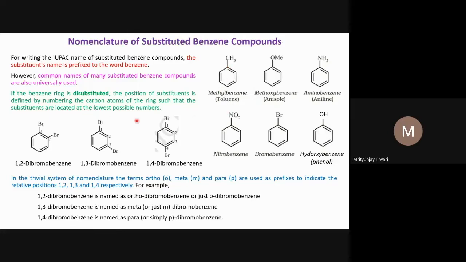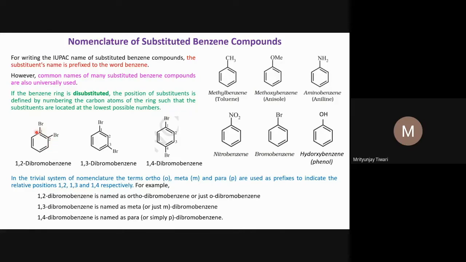Now let's look at another rule. If the benzene ring is disubstituted, these are all the monosubstituted benzene rings. Now if the benzene ring is disubstituted, the position of substituents is defined by numbering the carbon atoms of the ring such that the substituents are located at the lowest possible numbers. So if more than one substituent is there, we start numbering in such a way that these substituents get the lowest possible number.